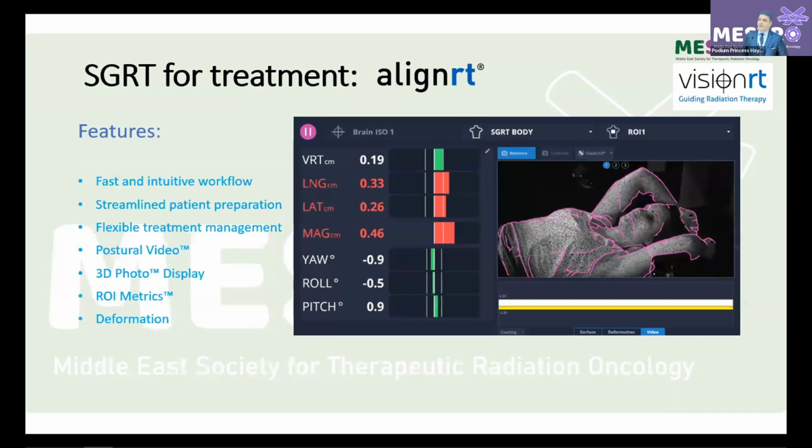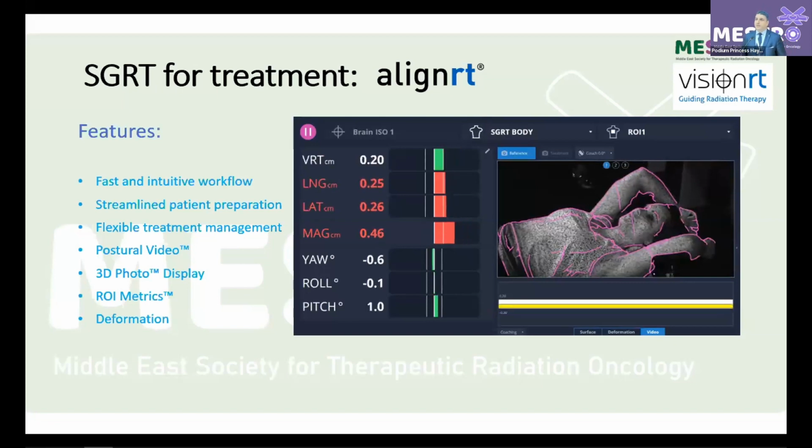Just to give you a basic idea of what SGRT is capable of and how it works in the clinical setting. The first one I mentioned was accuracy and the ability to monitor the patient's interfraction motion management. One way to do it is to utilize a feature within the treatment part of SGRT called AlignRT, and this feature is called the postural video.